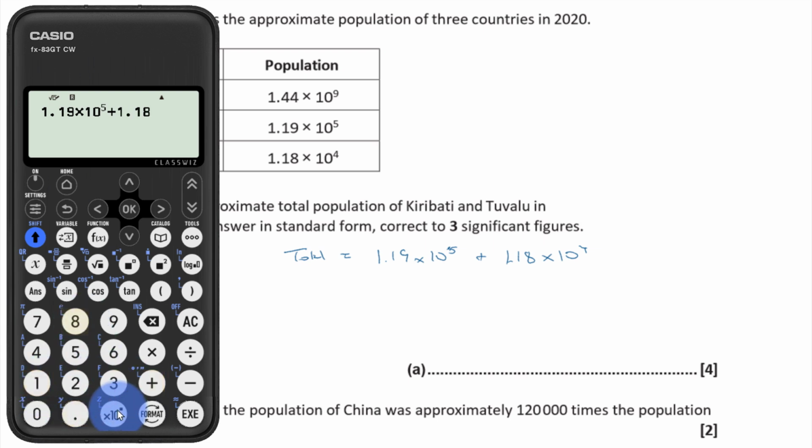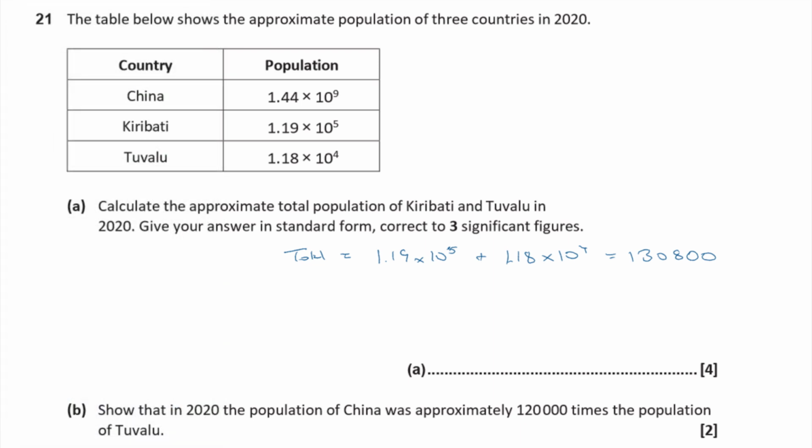Now my calculator is saying that is equal to 130,800. Clearly that is not in standard form, that's just a normal number. Depending on your calculator, you might get standard form or not, but mine didn't, so I'm going to have to convert that into standard form.